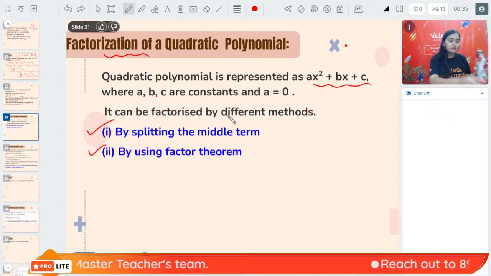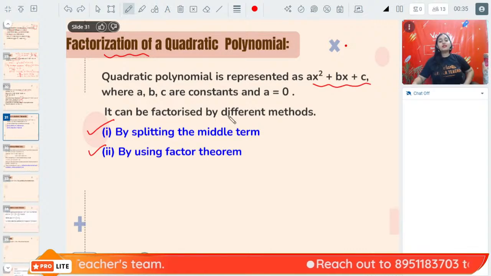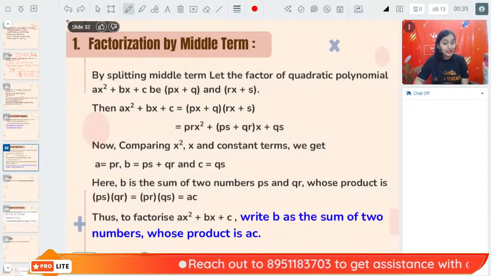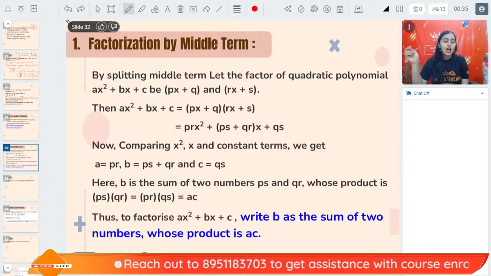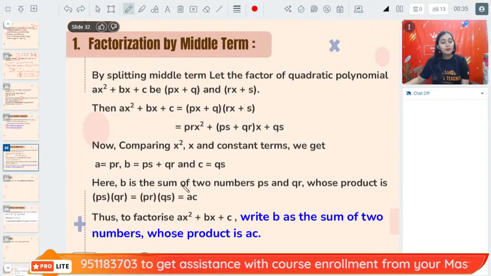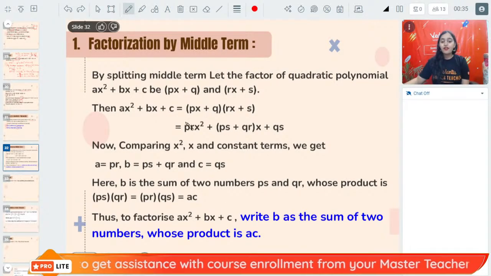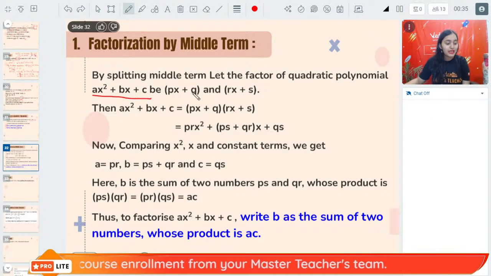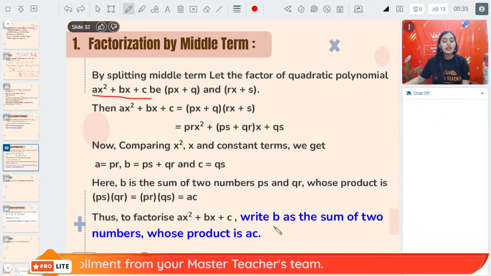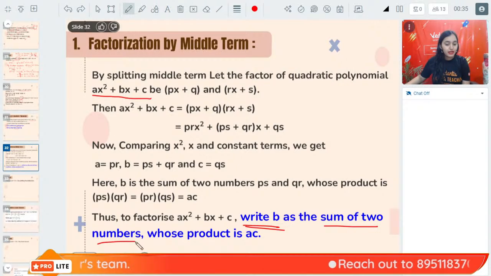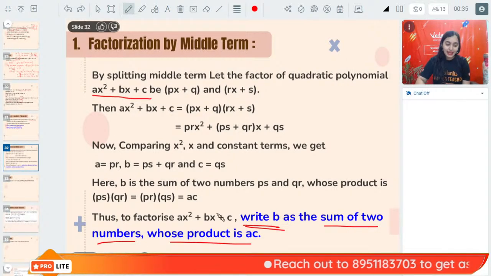Okay, chalo. So what is splitting the middle term and how to apply factor theorem? Let's learn them one by one. So do you all remember splitting the middle term? Splitting the middle term says that if you have a quadratic equation ax square plus bx plus c, then how to find out the factors? Write b as the sum of two numbers whose product is ac.